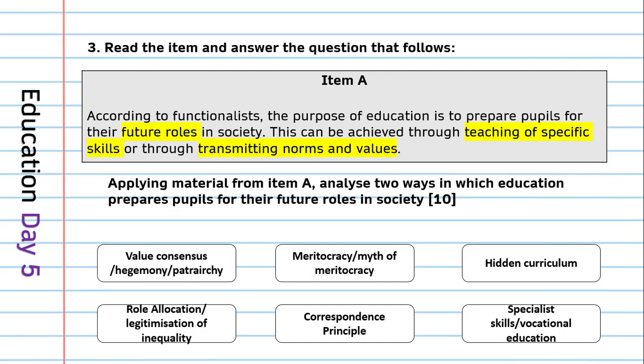We can also talk about transmitting the idea of meritocracy versus the myth of meritocracy. And we can talk about role allocation from future roles in society. But we can also flip that around, look at the Marxist view and talk about the legitimization of inequality or the reproduction of inequality.